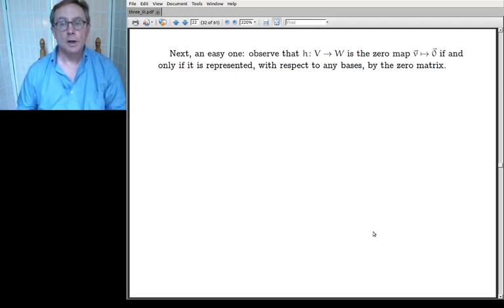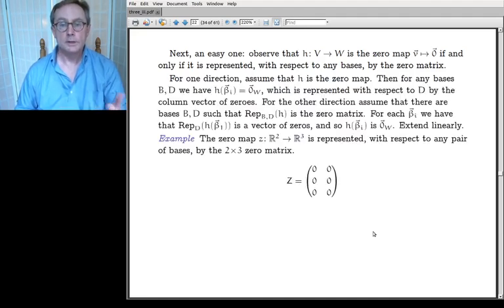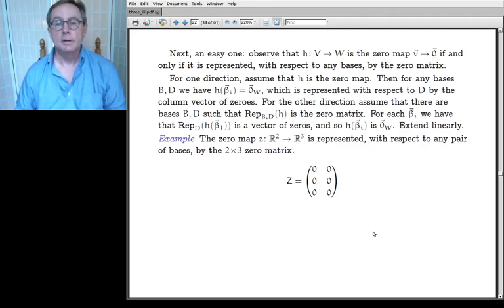Next is an easy one. What about the zero map? Well, the zero map, I'm going to skip the proof and just go to the example here. The argument isn't hard. I'm just simply going to skip it. So the zero map is represented by the zero matrix of the appropriate size, but once you get the bookkeeping right, it's all zeros. So the zero map, for example, from R2 to R3 is represented by the zero matrix.